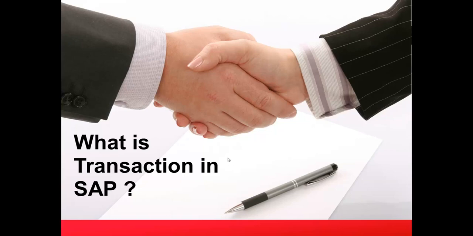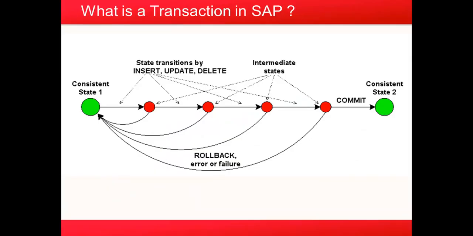A database transaction is a sequence of SQL statements that the database system treats as a single unit. Take note that it's a single unit. A transaction brings the database from one consistent state to another consistent state. If a transaction is interrupted in between, for whatever reason, power failure, system failure, program failure, it should be able to roll back to the consistent state. So that is called a transaction in SAP.